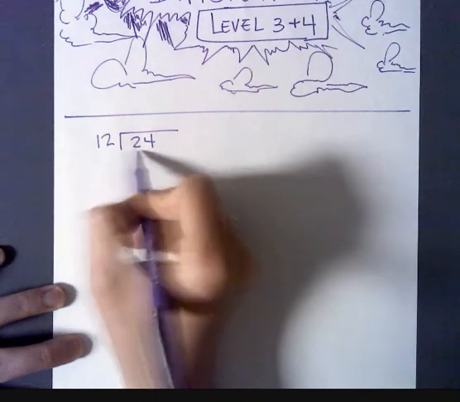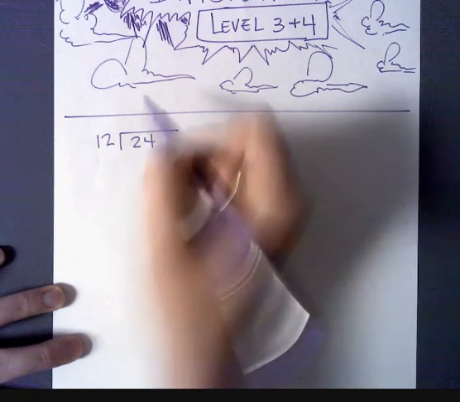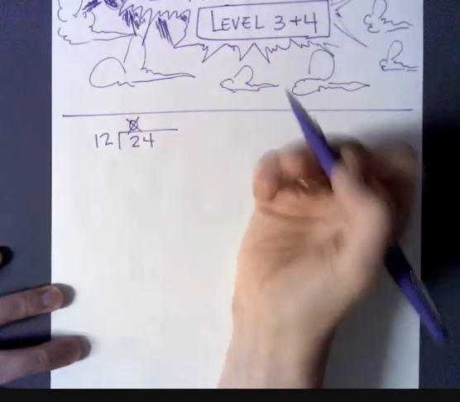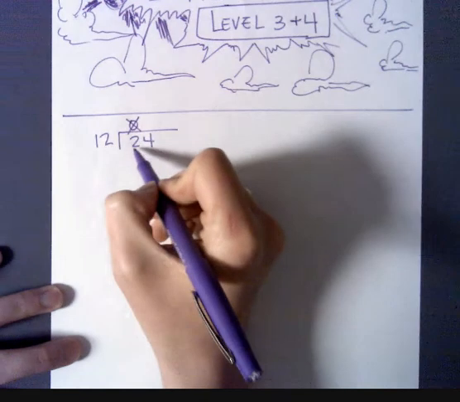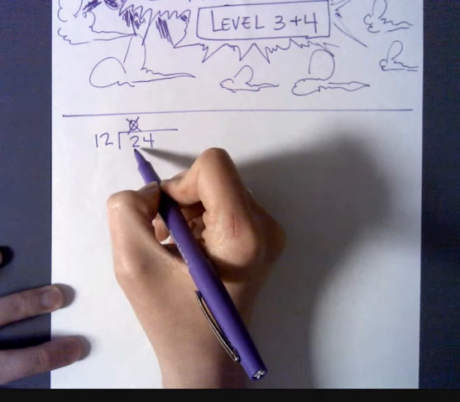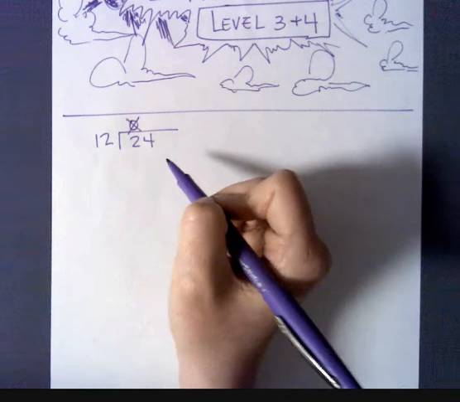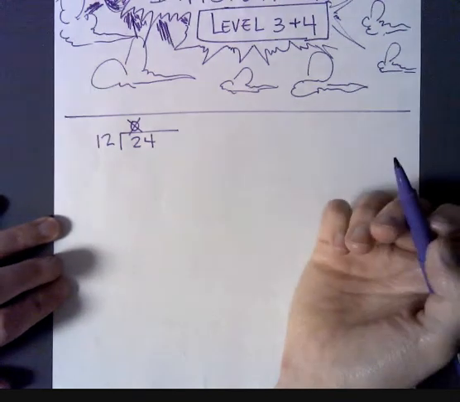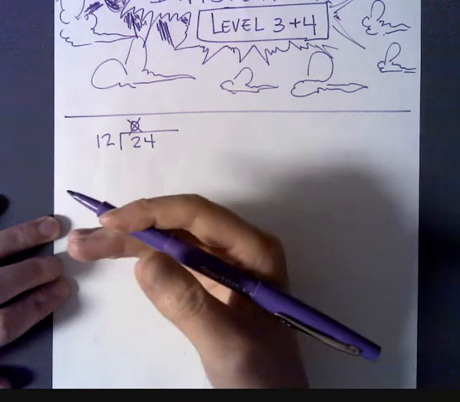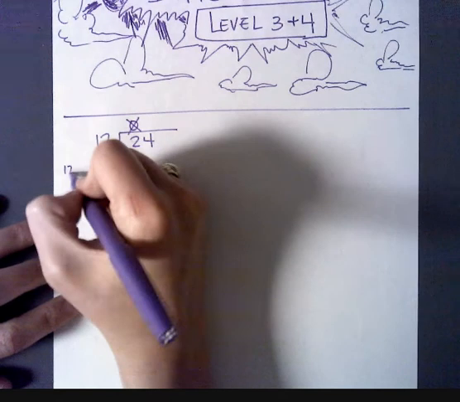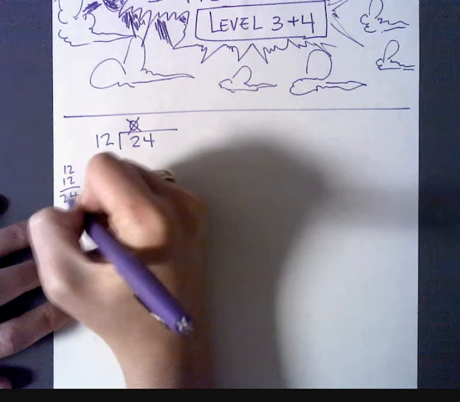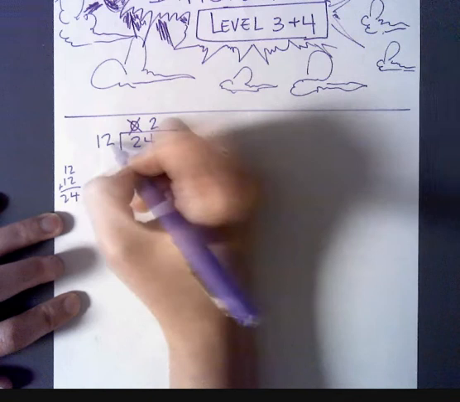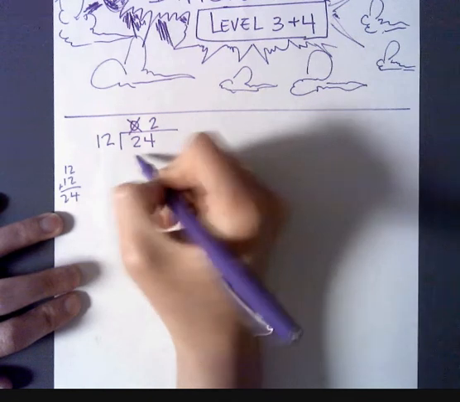If we were to do that with the 2, because that's the first number, it's going to be 0, or we can put an X there, either one. So 12 cannot go into 2, so I need to go to my next number. So 12 goes into 24 how many times? Hopefully you know that 12 added to 12 again gives you 24. So it's 2 times. 12 times 2 is going to give me 24.